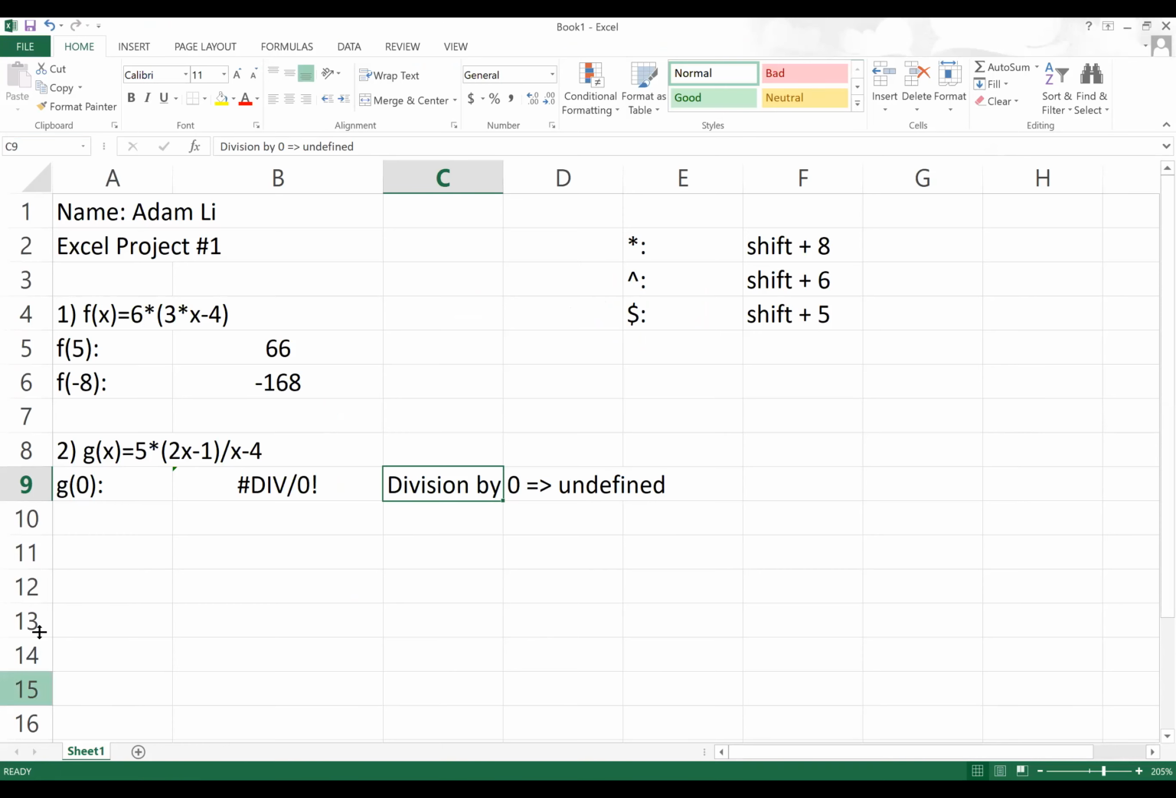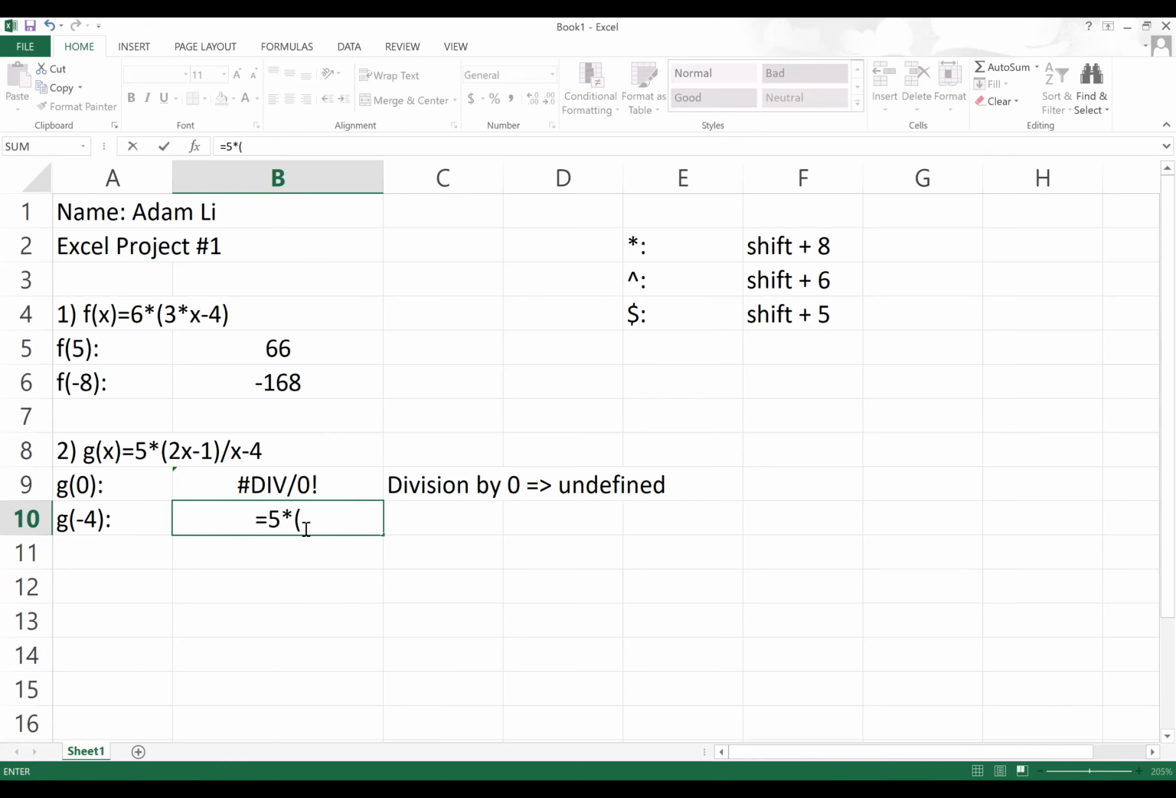Question 2, part 1. And then part 2 is g of negative 4. G of negative 4. Okay, and then we put colon here. All right, so now replace x with negative 4. Okay, so we get a 5 equal sign first, 5 times open parentheses, 2 times negative 4, minus 1, close it, and divide by negative 4 minus 4. Okay, and let's do it, all right? 7.25. And if you put in the parentheses for negative numbers, you get the same result. 7.25, right? So totally up to you. These parentheses are not required, but if you like that kind of input better, you could do that.